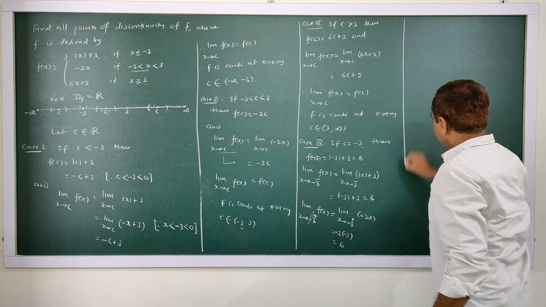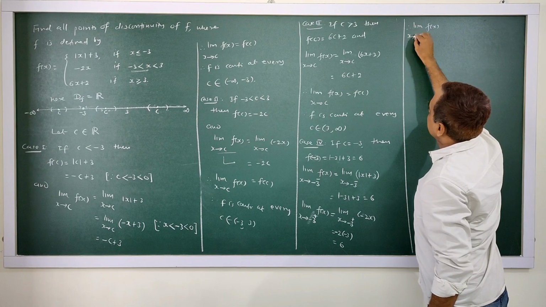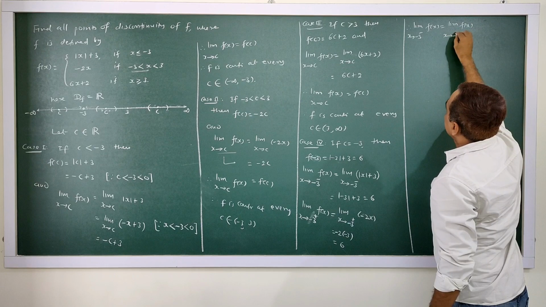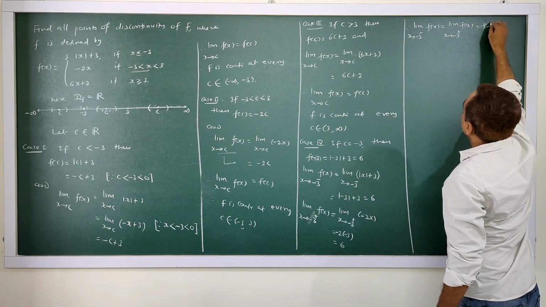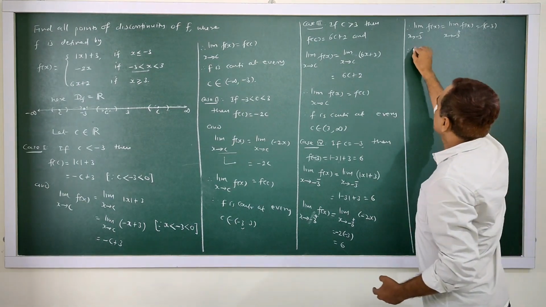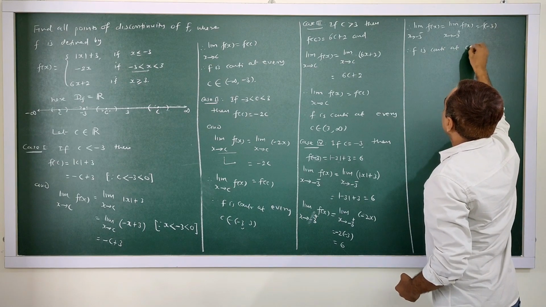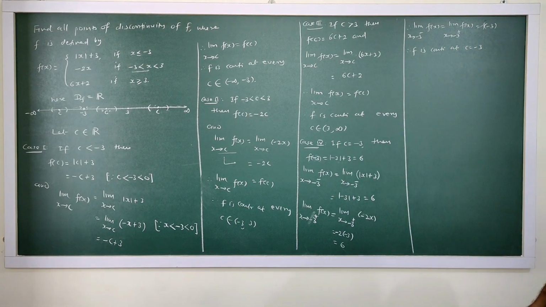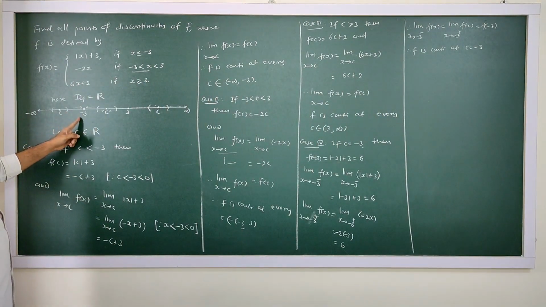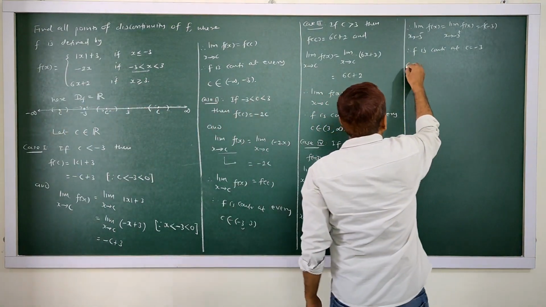Therefore, limit of f(x), x tends to -3 from the left side equals limit of f(x), x tends to -3 from the right side equals f of -3. All values are equal. Therefore, this function is continuous at c equal to -3. So at -3 also it is continuous. Now we check at 3. So case 5.